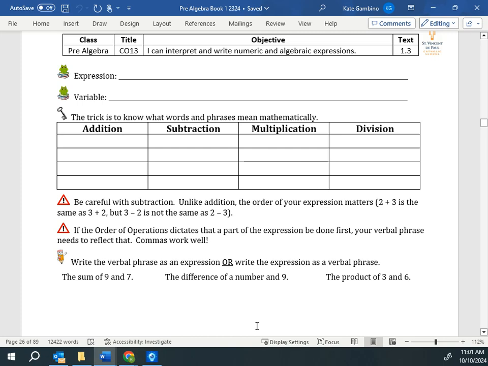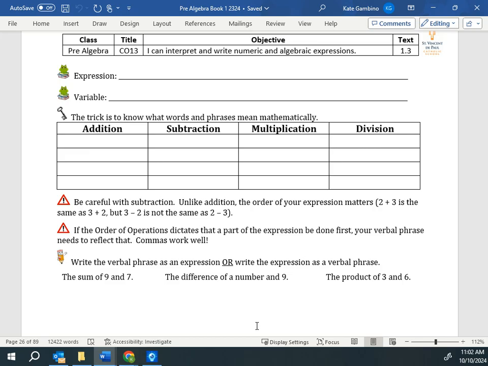Okay, we are starting Unit 3. We're just cruising right through our math binder. Starting Unit 3. I can enjoy CO13. I can interpret and write numeric and algebraic expressions. So we're going to take things that we have been learning and we're going to start putting it in.